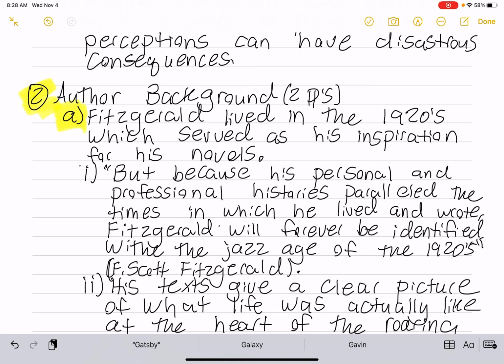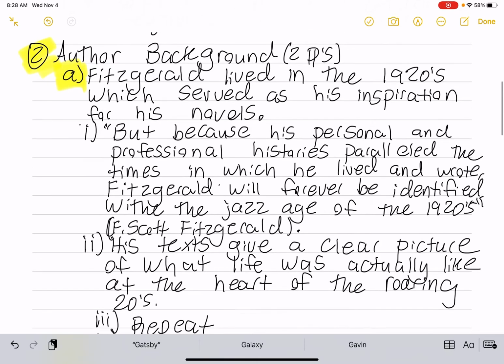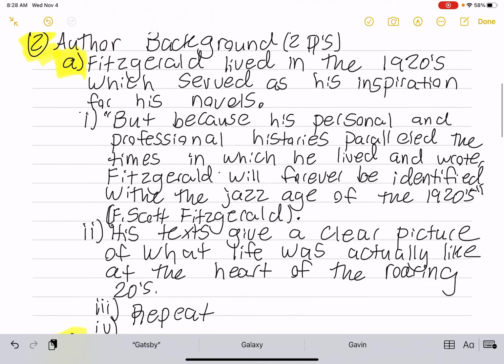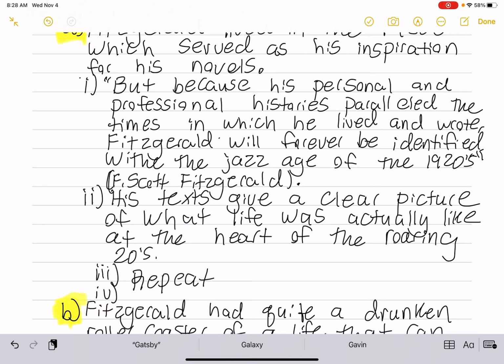Now, when you move to number 2, these are the 2 paragraphs for the author background, and I've highlighted in yellow anywhere that is a body paragraph. So we have 2 paragraphs here. A is the first paragraph, and I started with my topic sentence. And I said Fitzgerald lived in the 1920s, which served as his inspiration for his novels. That's my topic sentence. And what I'm going to do is find evidence from my article about F. Scott Fitzgerald to put in here.